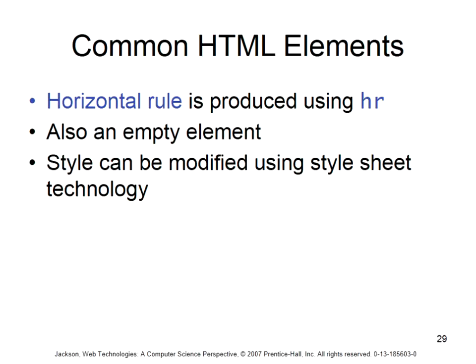So a horizontal rule is produced using HR. Also, HR is an empty element. That means when we use HR, we just write <hr>, it is an empty element. Can you give me another example of an empty element?